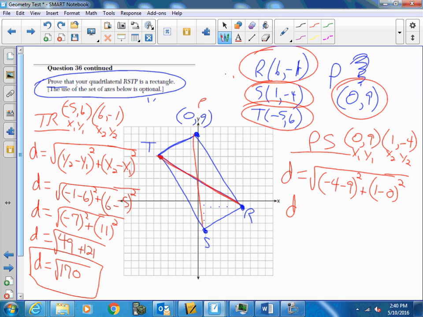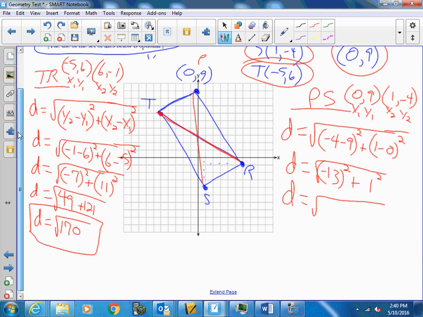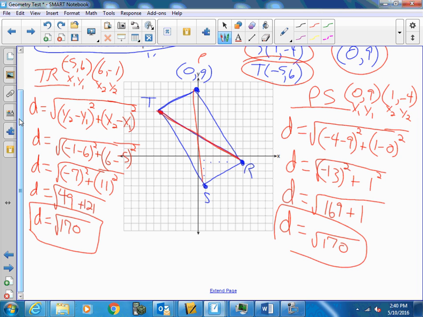Now we have D is equal to -4 minus 9 is a -13. Still squared, don't forget to square that, plus 1 minus 0, so that's 1 squared. So D is equal to, you should know 13 times 13, and a negative times a negative gives us a positive, so that's 169 plus 1, and D is equal to the square root of 170. That means our diagonals are the same length.